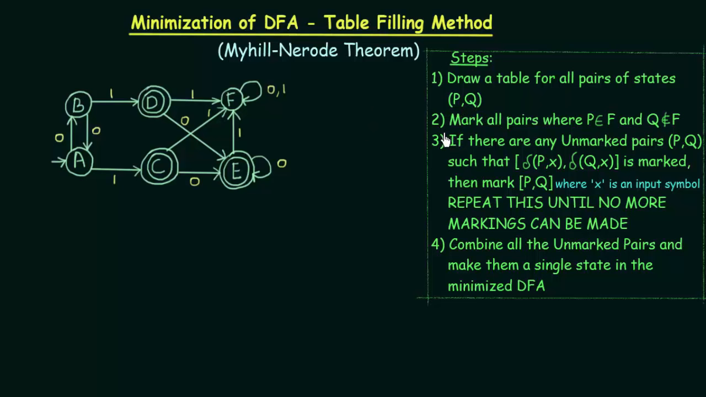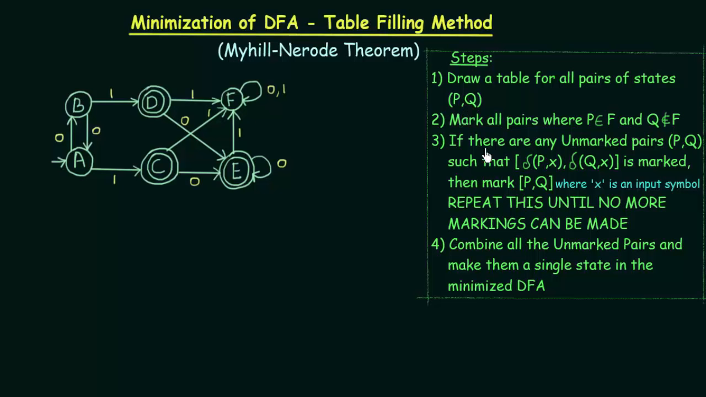The second step is to mark all pairs where P belongs to final state and Q does not belong to final state. This means that after you make the pairs in the table, suppose you have a pair called PQ, you have to check when P is a final state and Q is not a final state. Those kinds of pairs, you mark them in the table. So you have to only mark when one of them is a final state and the other one is not. You don't have to mark when both of them are final states or both of them are non-final states.